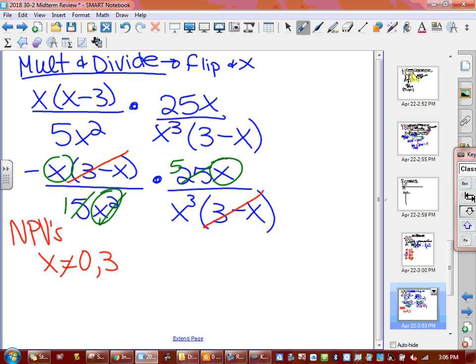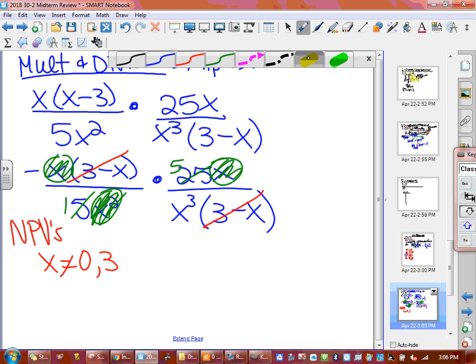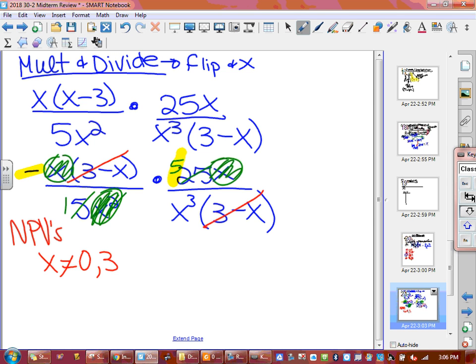So I'm just going to cross those guys out. And now on top, the only thing I have left over, and it's a good idea to highlight them so you don't forget them, I've got a 5 and a negative. So that's all I have left on top. On the bottom, I've got x cubed. That is all that's left over. So my final answer will be negative 5 over x cubed.